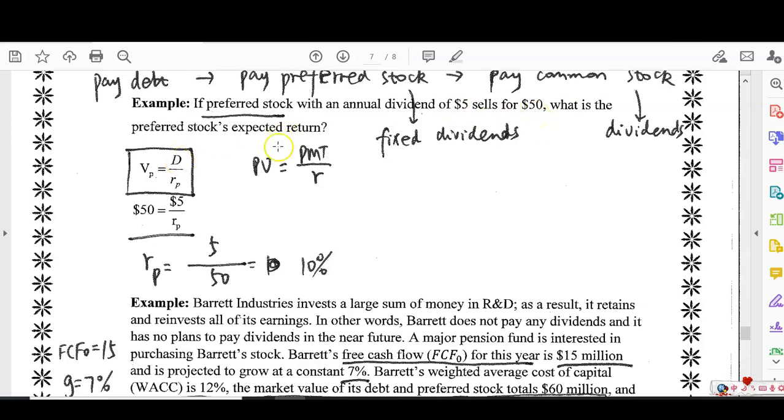For perpetuity, we know present value of a perpetuity is payment over R. For the preferred stock here, the value of the preferred stock equals dividend divided by return of the preferred stock. The payment of the perpetuity here becomes the dividend, $5. So the stock price 50 equals $5 dividend over R, the stock return. So stock return becomes 5/50, which is 10%. Preferred stock formula is very similar to perpetuity formula.